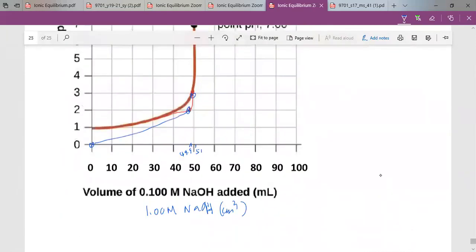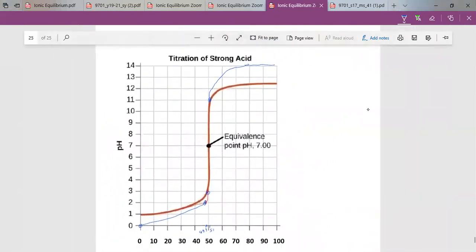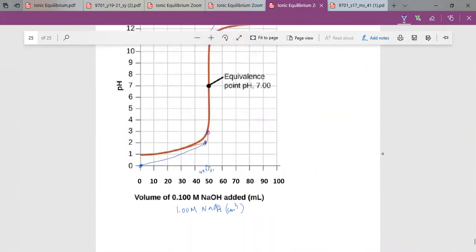Now here, the blue line is the one I didn't have the time to copy. That means I start from 0 here. Here's the volume; I don't use 0.1 molar, I use 1 molar, easy for calculation. So the pH here is for 1.0 mole per dm cube of HCl. He started at 1 here because he used 0.1 molar mole per dm cube of HCl. Just to let you know, so I will start here.